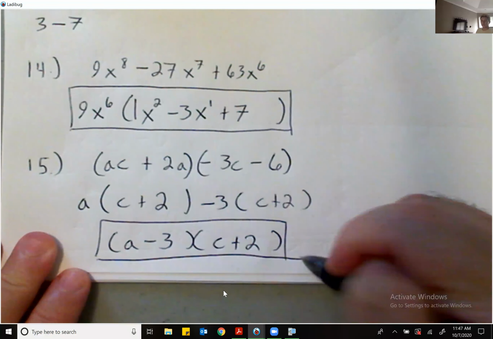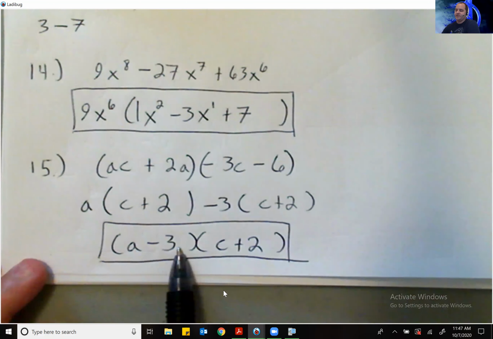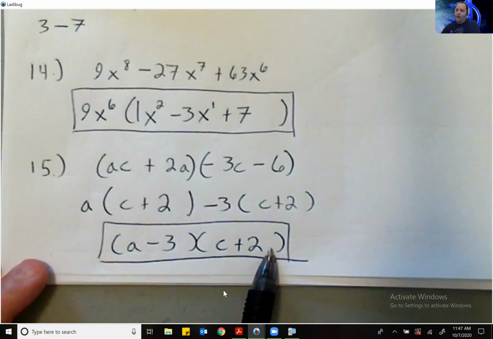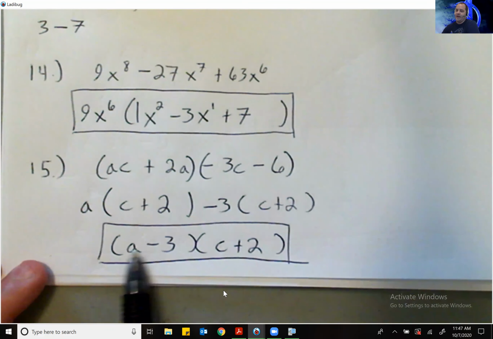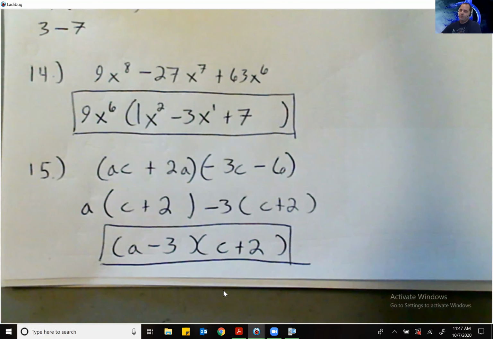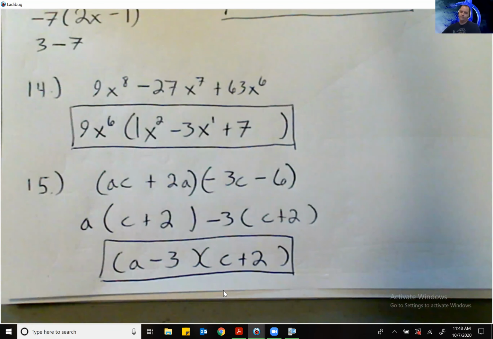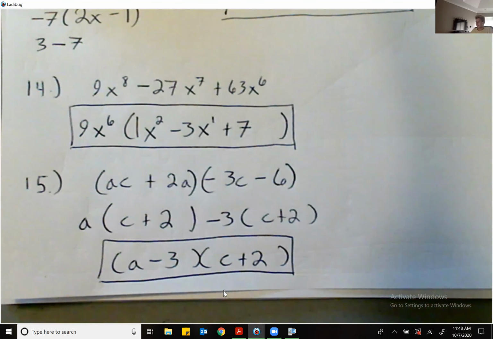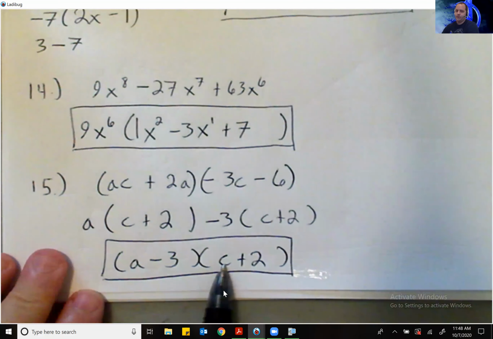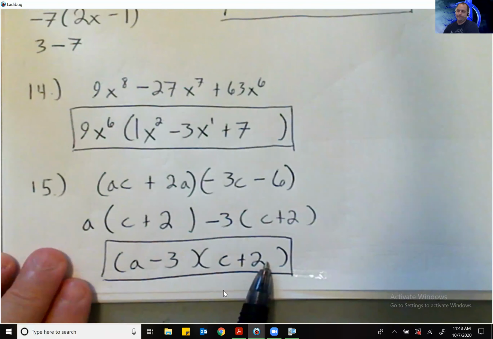Can C go first too, or it doesn't matter the order? So the order of your parentheses, let's talk about that. I've got A minus 3 and then C plus 2. I could have had C plus 2 and then A minus 3. It doesn't matter. Just like addition, multiplication, it doesn't matter how you multiply. 2 times 3 is going to be the same answer as 3 times 2. So A minus 3, C plus 2, is the same thing as saying C plus 2, A minus 3.